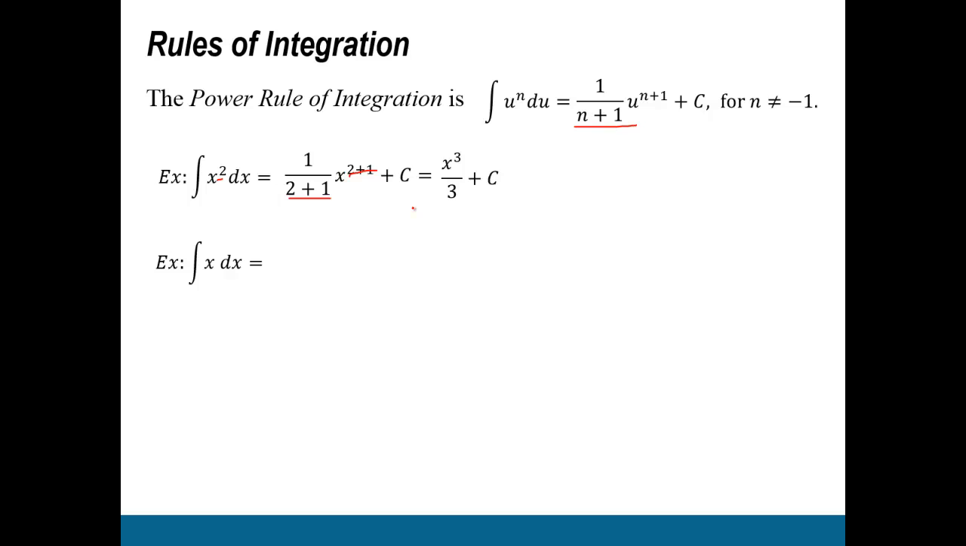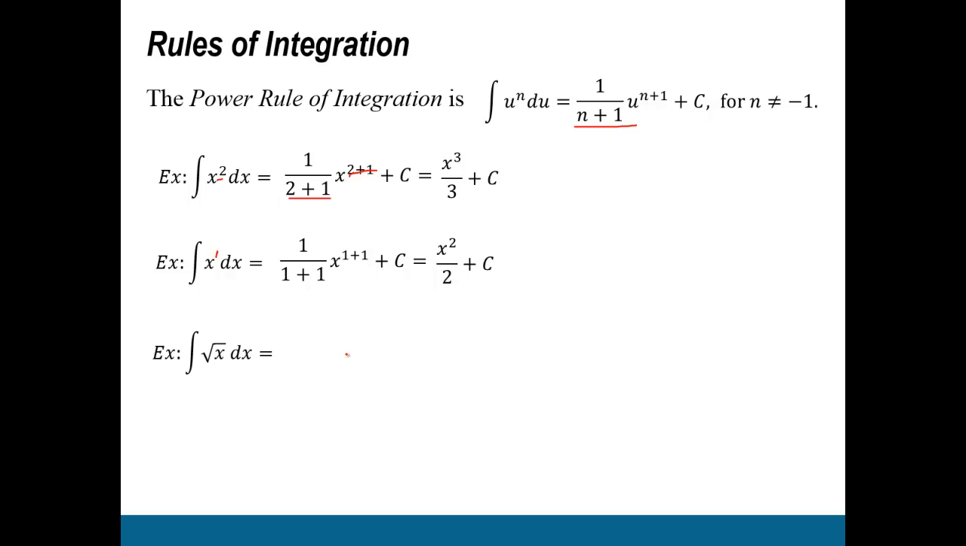Next, we're asked to find the integral of x dx. Notice that the understood power for x is 1, so we'll use the power rule. The power rule says that it's 1 divided by 1 plus 1 times x raised to the 1 plus 1 power plus the arbitrary constant. Once we simplify, we have x squared divided by 2 plus the arbitrary constant.